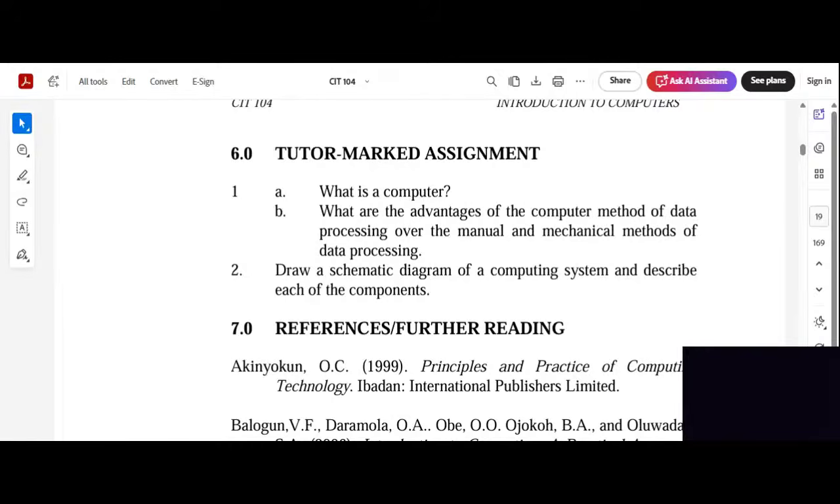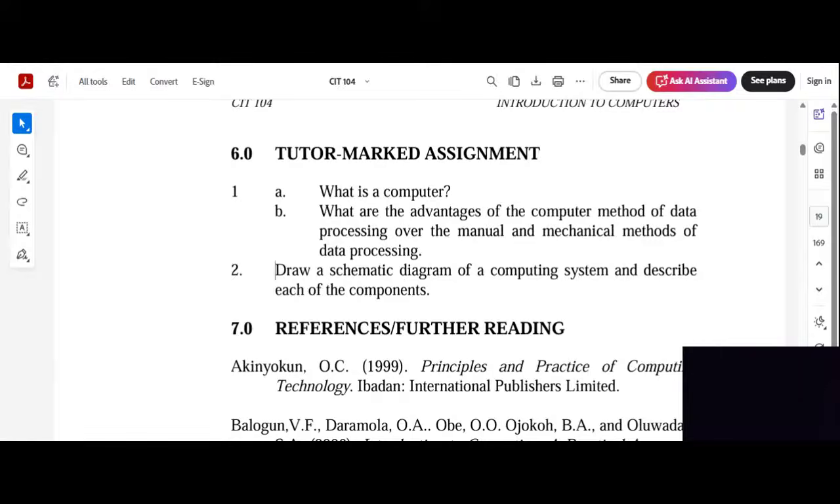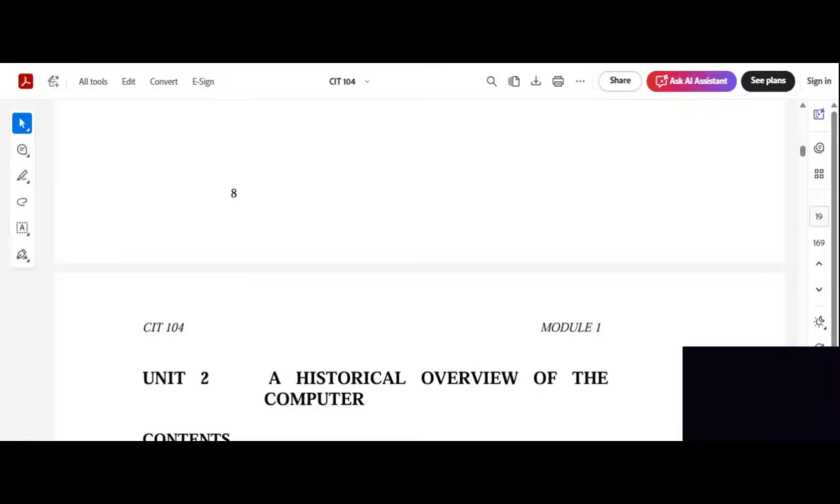Now I have a classwork. The classwork is, what is a computer? So that is an icebreaker. I will wait for you guys to answer the questions one by one in the chat box. The first question is, what is a computer? That is what we've learned in this course. The second one is advantages of the computer method of data processing over the manual and mechanical method. You must answer it. Then the last question says, draw a schematic diagram of a computing system and describe each of the components. Well, you can't do that in the chat, so that one will be a question for homework later.